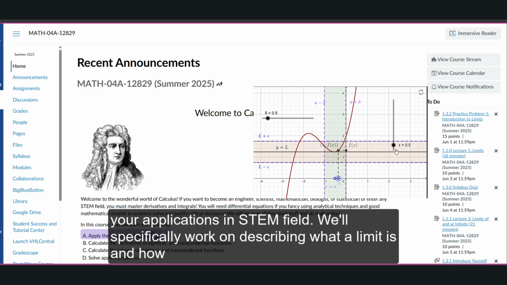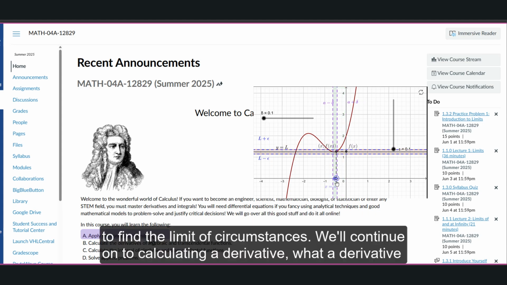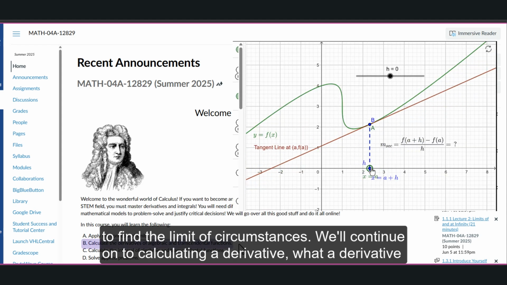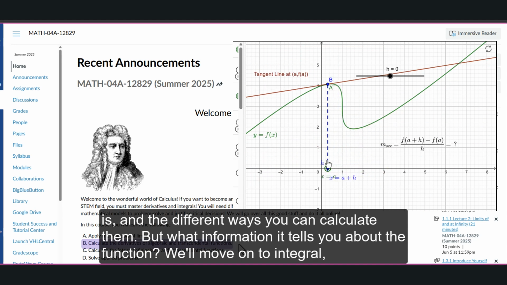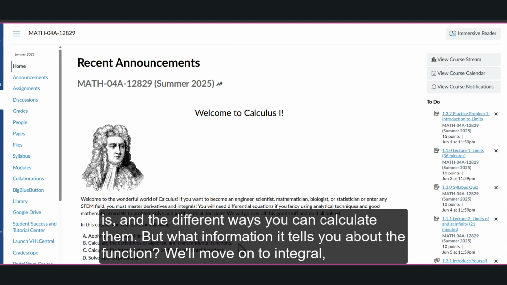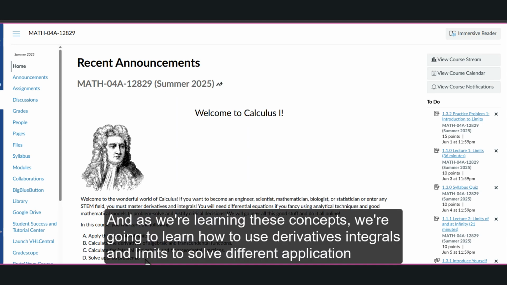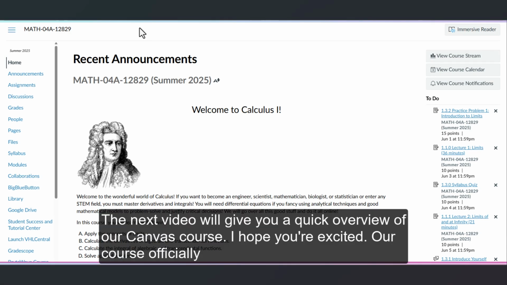We'll specifically work on describing what a limit is and how to find the limit of certain functions. We'll continue on to calculating a derivative, what a derivative is, and the different ways you can calculate them, and what information it tells you about the function. We'll move on to integrals, describe what those are, and how to compute the integrals for algebraic functions and transcendental functions. And as we're learning these concepts, we're going to learn how to use derivatives, integrals, and limits to solve different application problems. The next video will give you a quick overview of our Canvas course.